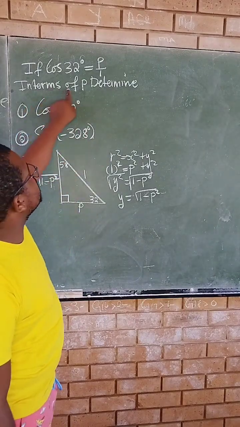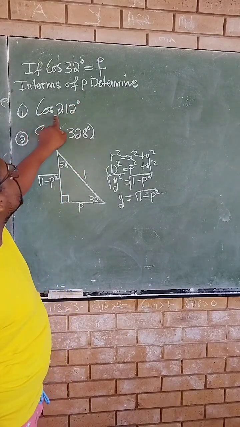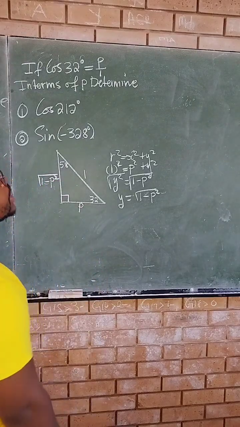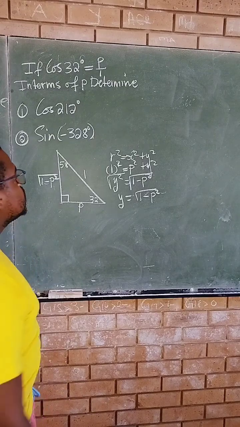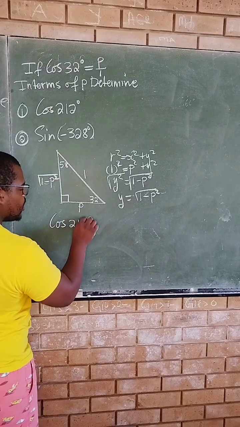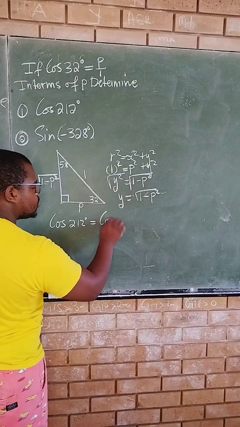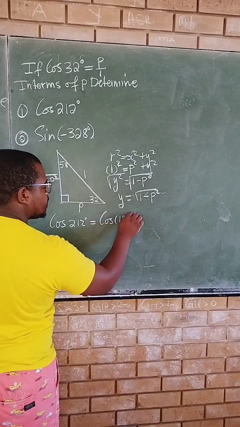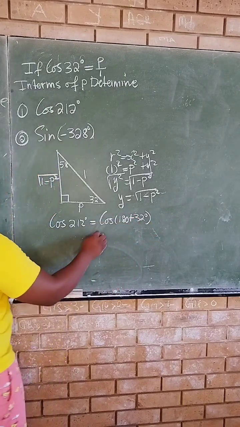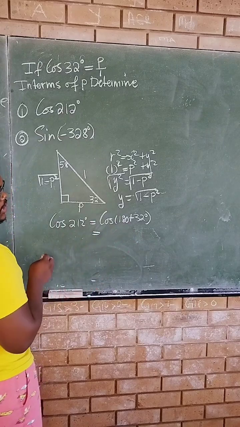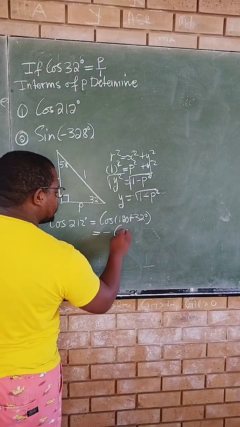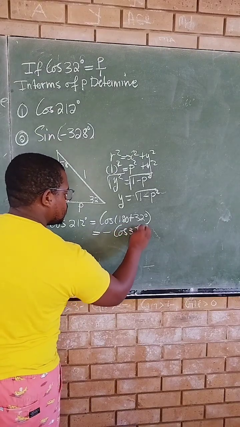The question says, in terms of p, determine cos of 212. Okay? Number one, 212, it's in the third quadrant. So I'll start there. I will say cos of 212 is equal to cos of 180 degrees plus 32. Okay, now how is cos in this quadrant? In this quadrant, cos is negative. So this will be negative cos 32 degrees.